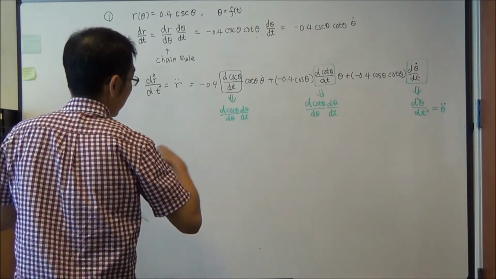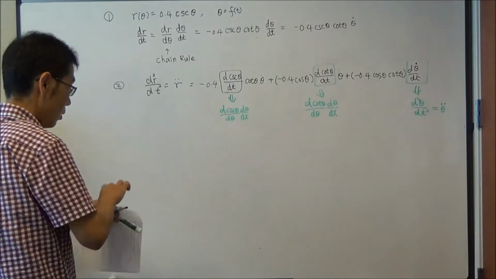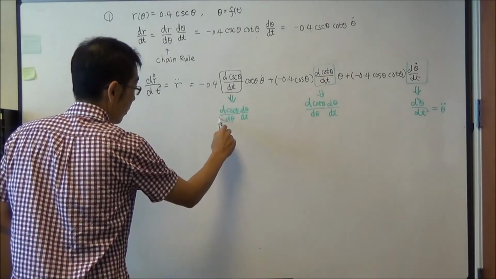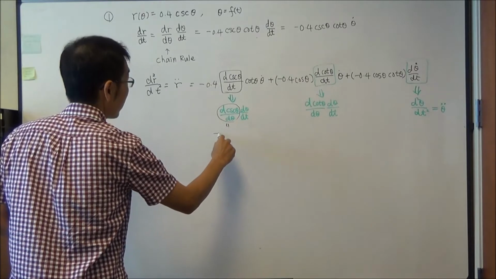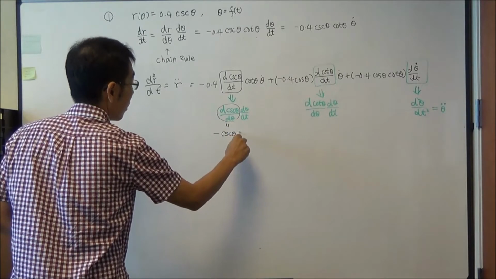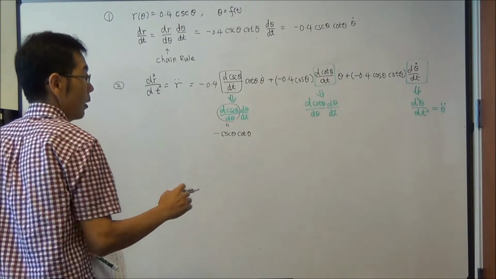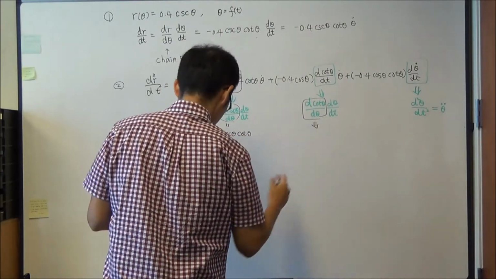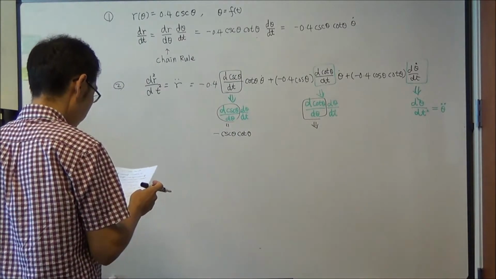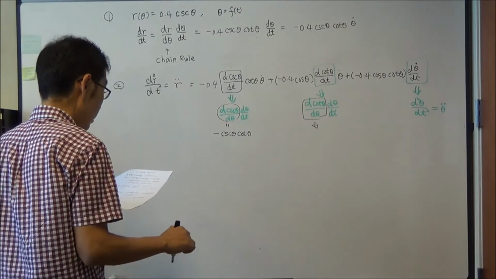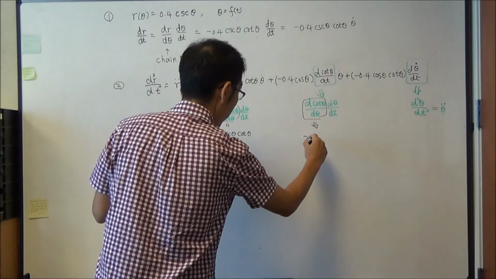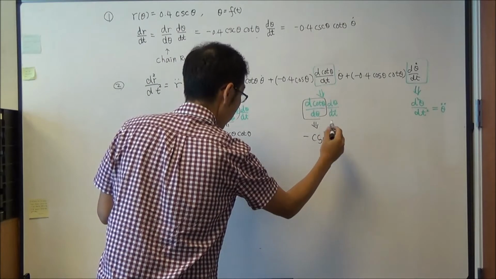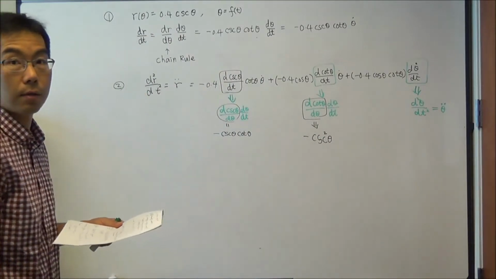So what's the result of d cosec theta over d theta? This is negative cosec theta cotangent theta. Okay. Then how about this one? If I just write down here, this is minus cosec theta squared.